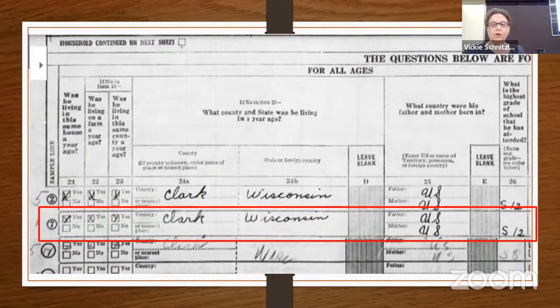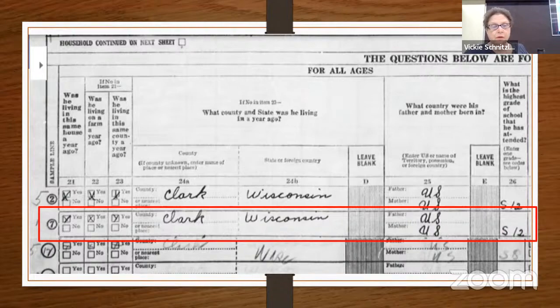So then we go on to line 25. Line 25 talks about what country his parents were from. And that's over where you see the 2 US's. The top line is for father, the bottom line is for mother. So both of his parents were born in the United States. And then the last question that you see there, for line 26, asks how many years of school he went through. And he went through 12 years of school. He had a high school diploma.